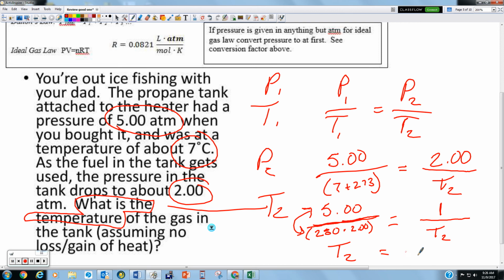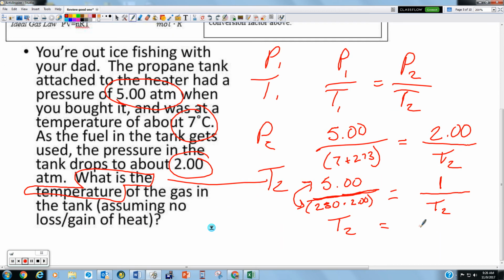So T2 equals 280 times 2.00 over 5.00. All right, so does that make more sense? Does everybody follow the math that I did, or the steps I did to get to it? And again, I'm trying to show you more steps than most of you probably need. I just want to make sure everybody follows what we're going through on that.